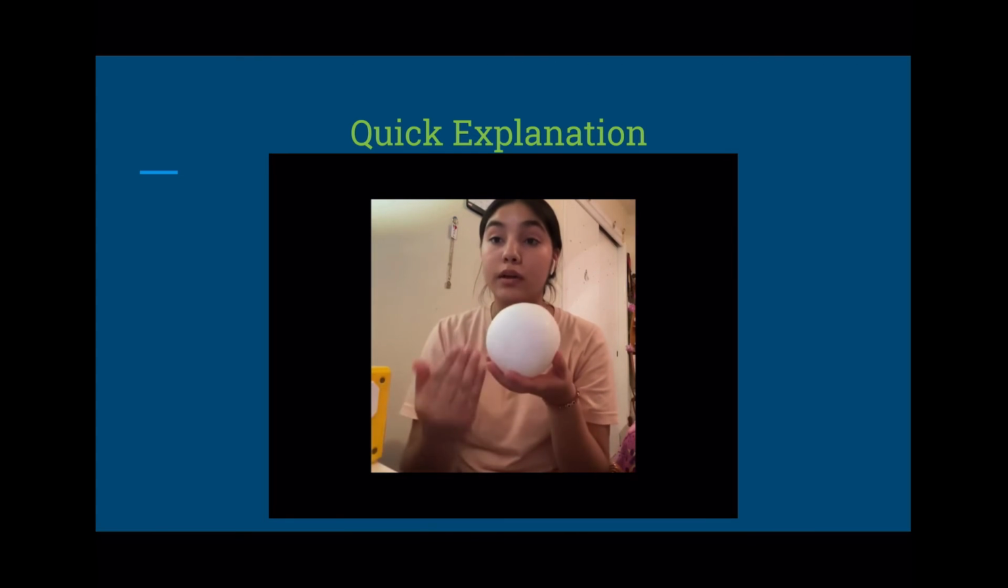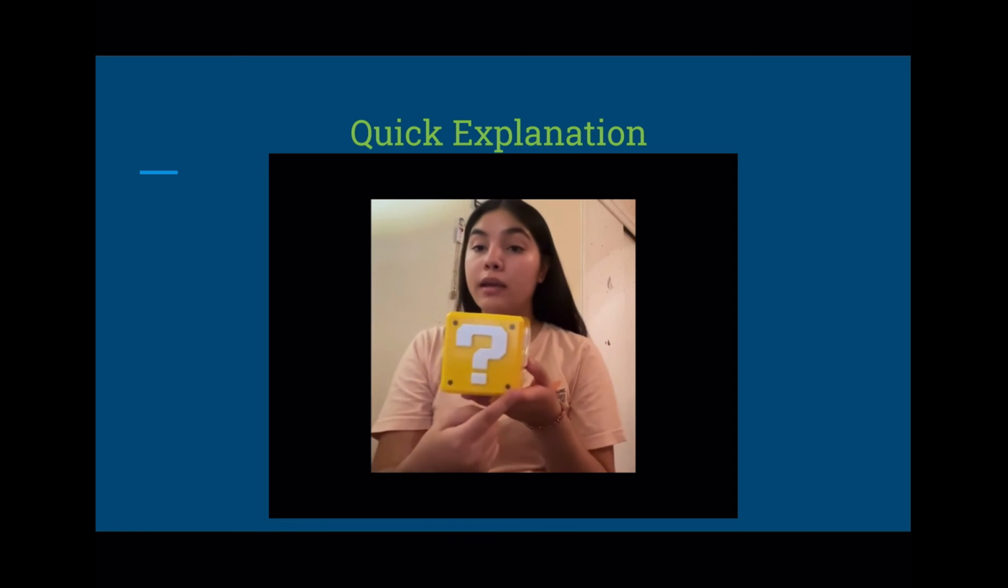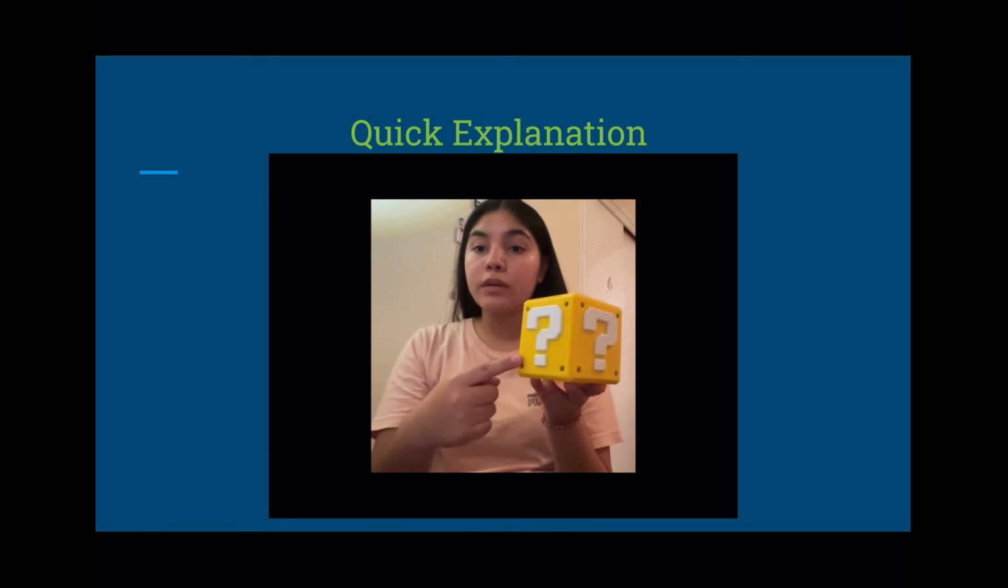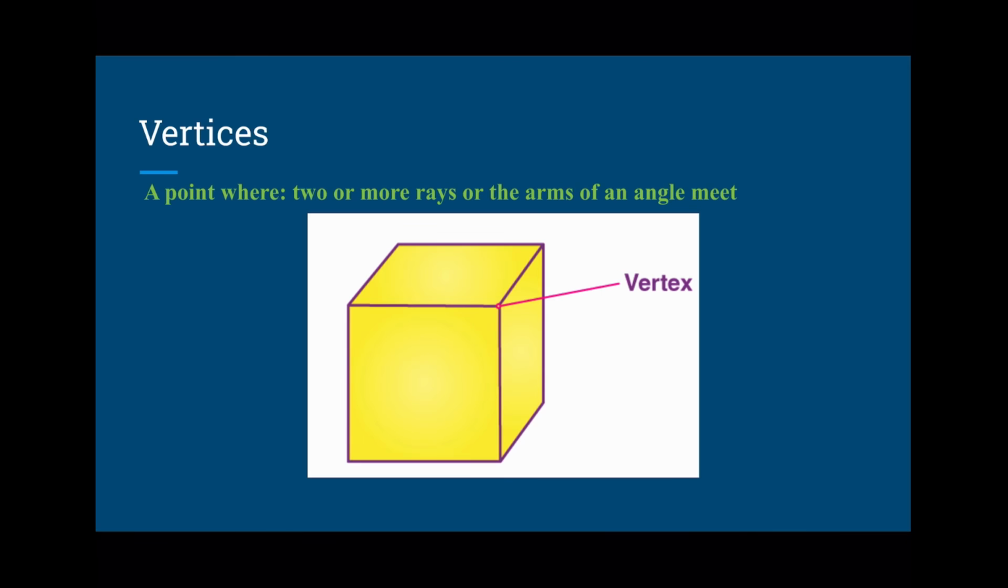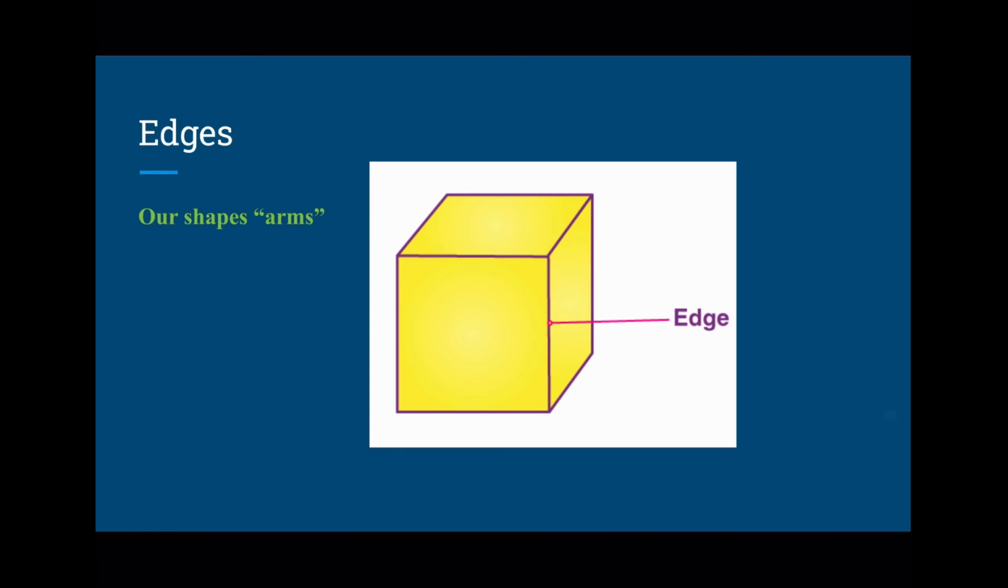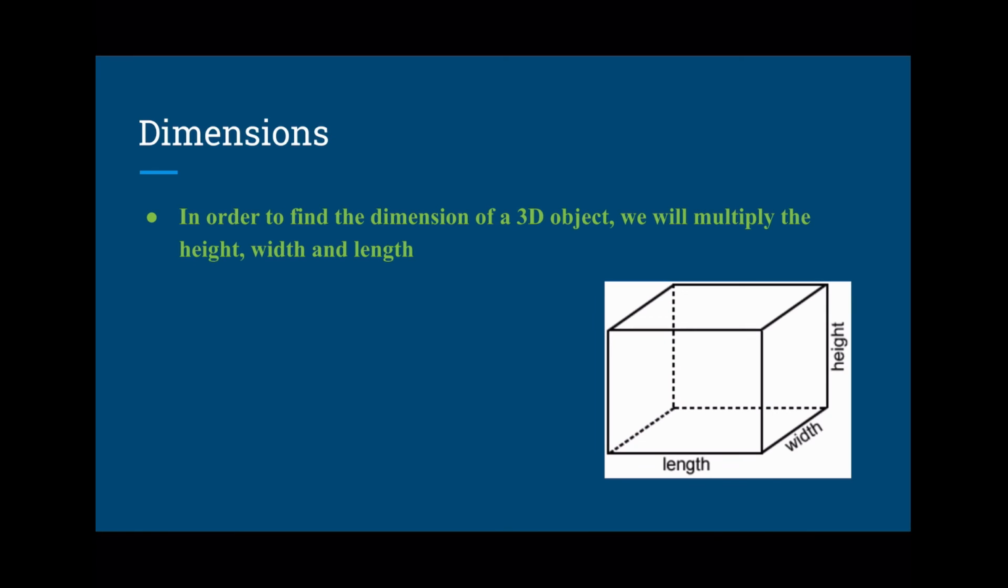They are completely round. In order to find the dimensions, we need to make sure that we are multiplying the length, the width, and the height. Very quickly, we will begin taking notes of the following slides. Vertices, a point where two or more rays or the arms of an angle meet. Edges are shape's arms. Faces, the flat surface of our shape. In order to find the dimensions of a 3D object, we will multiply the height, width, and length.